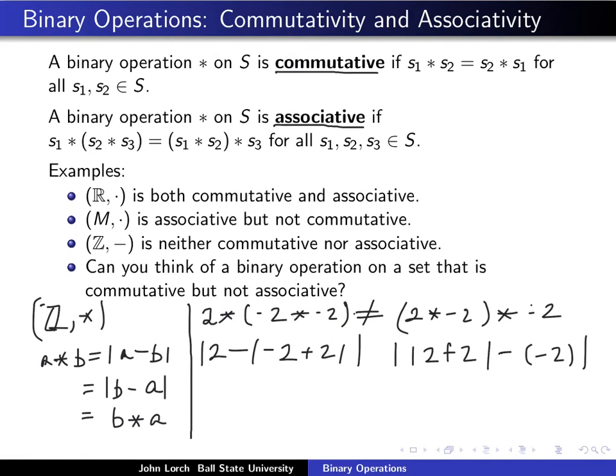Okay, so on the left, what happens? Well, on the left, we get 2, and on the right, what do we get? Well, we get 4, we get 6, actually, on the right. So indeed, the grouping does matter here, and so this operation fails to be associative.